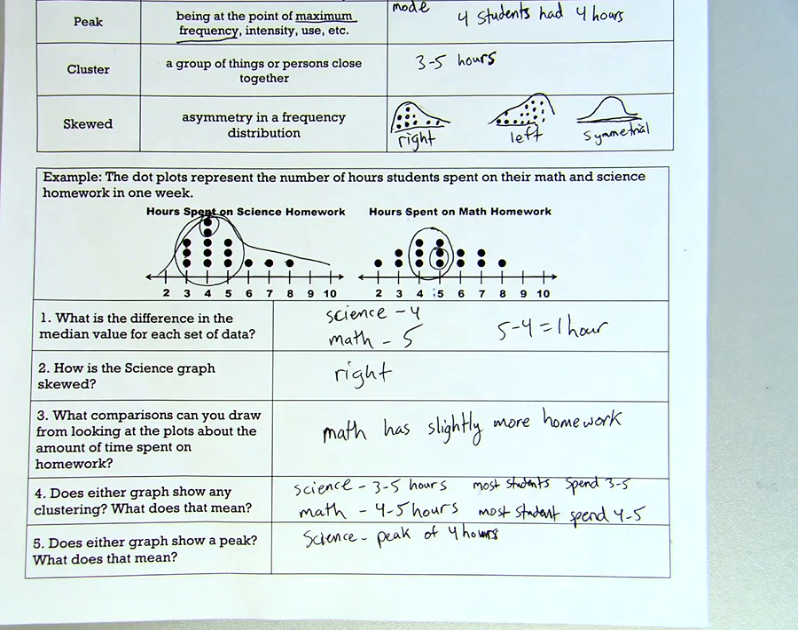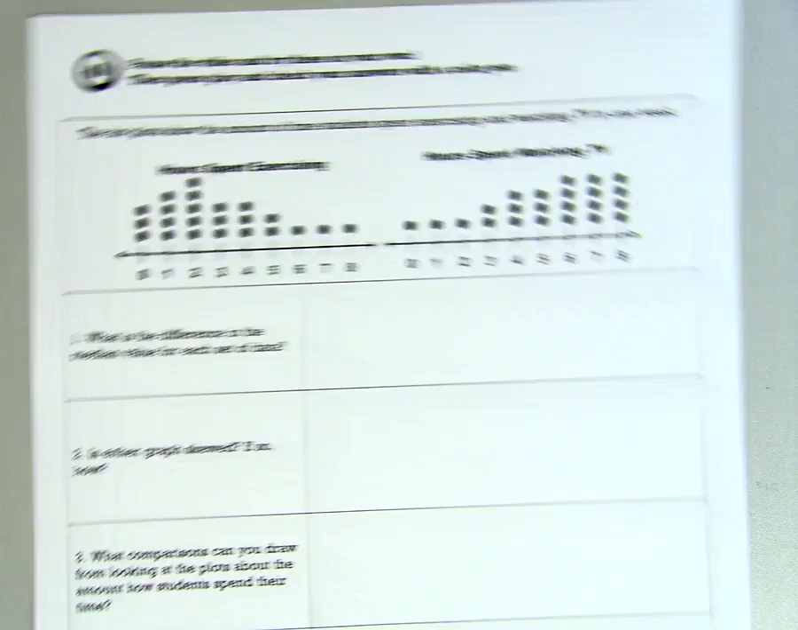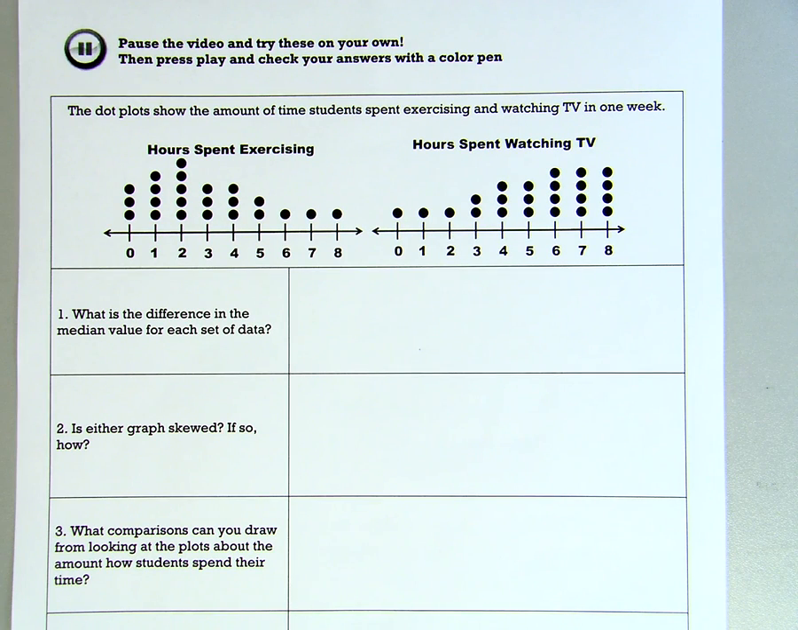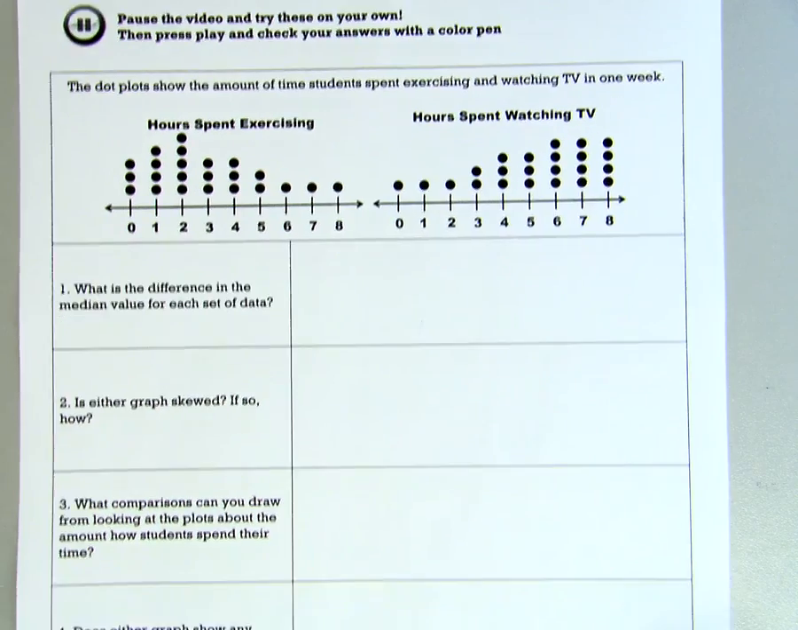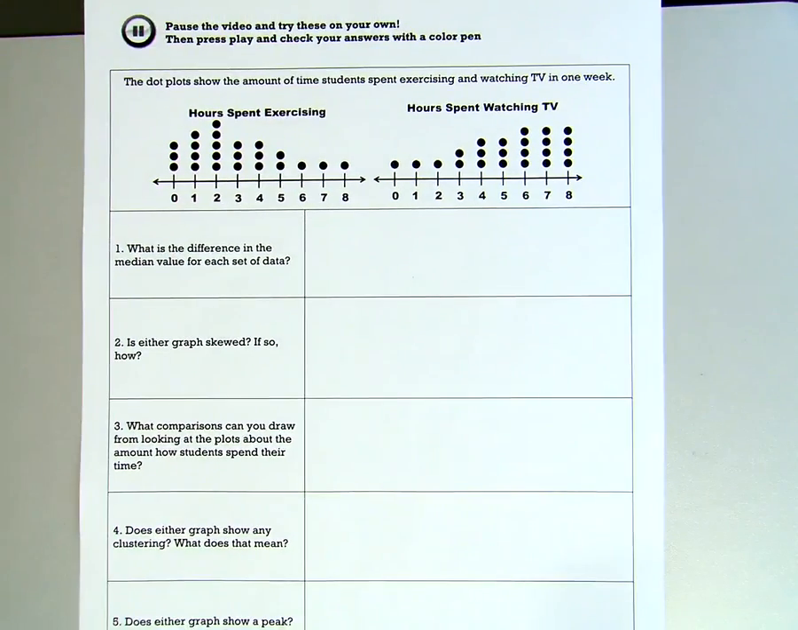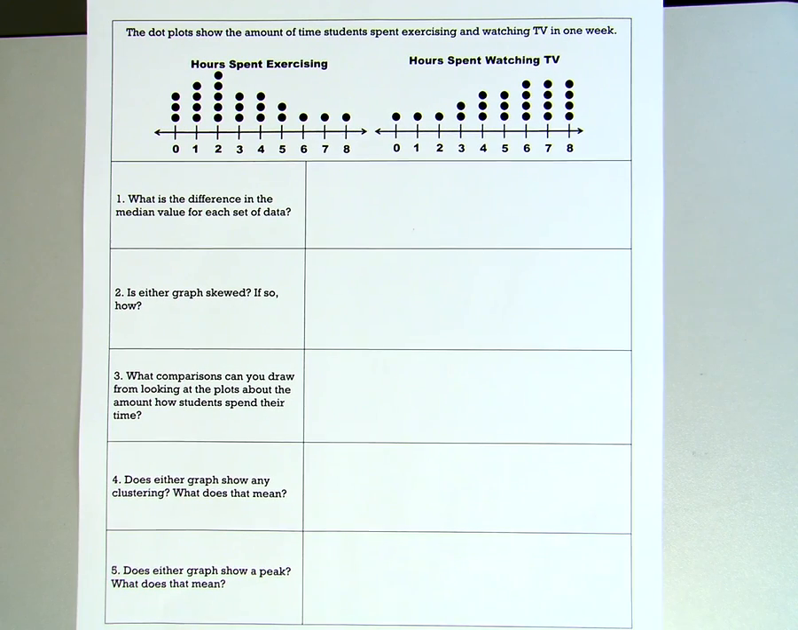So what I'd like to go ahead and do right now is pause your video. I'm going to go ahead and compare 2 more dot plots. This has to do with hours spent exercising versus hours spent watching TV. Our hours spent exercising is our first one. So go ahead and use that to answer questions 1 through 5. Once you've done that, you may go ahead and check to see how you did here.